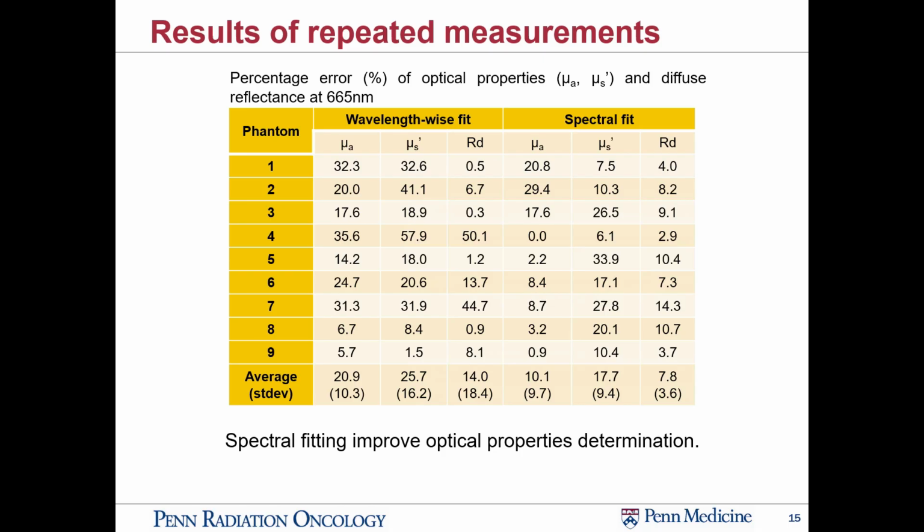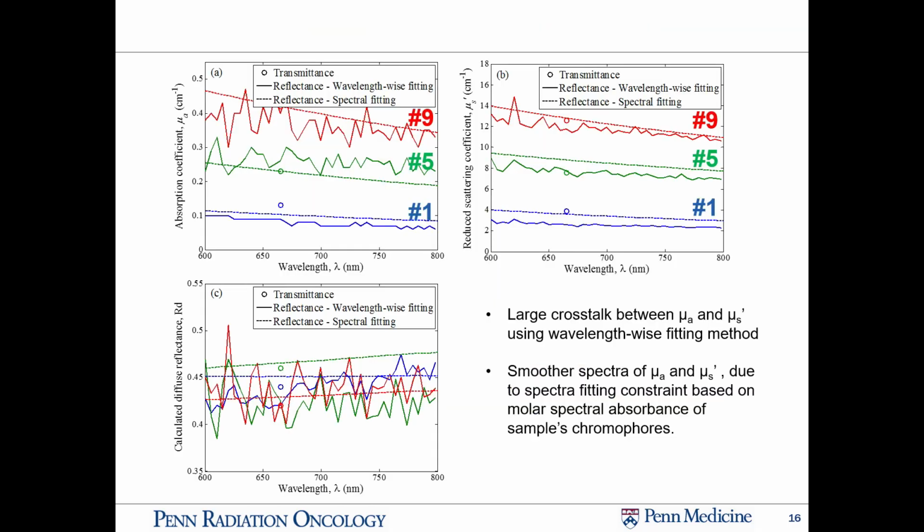So in this particular case, we come to the conclusion that on average, using the contact probe, mu A can have a mean uncertainty of about 10%, and mu S prime has a mean uncertainty of about 17%. This is assuming everything is working properly, and if you use the spectrum fit, you get a result that is closer to what truly is the result.